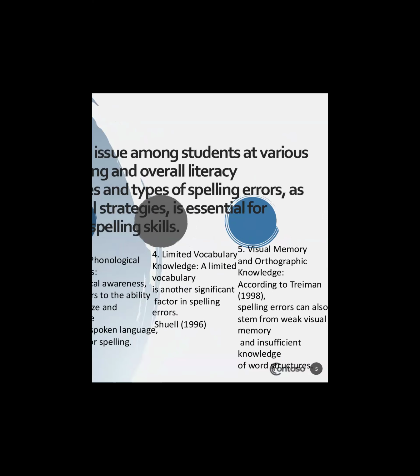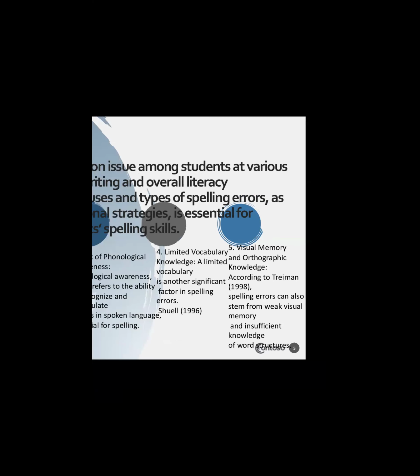Visual memory and orthographic knowledge. According to Triman, spelling errors can also stem from weak visual memory and insufficient knowledge of words. These are the literature review of the spelling errors.